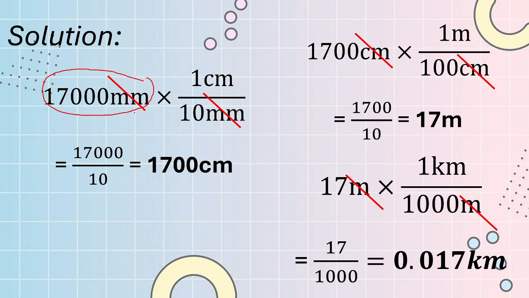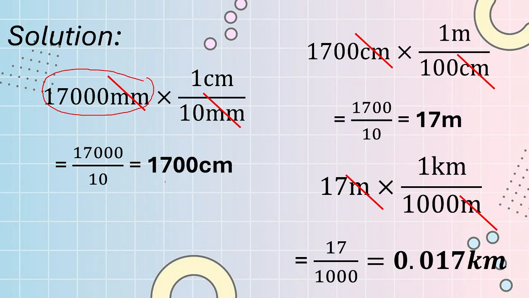Since, syempre, millimeters to, kailangan millimeters din nasa ilalim para makakancel natin. Ang maiwan is si centimeter. So, 17,000, kinancel natin yung millimeters, and then 10 millimeters. And then, we will be multiplying the numerator to denominator. 17,000 times 1, that is 17,000. And then, ang matitira sa ilalim ay just 10. So, 17,000 divided by 10, that is 1,700 centimeters. Okay? Siyempre, hindi po dyan natatapos dahil meron pa tayong i-convert.